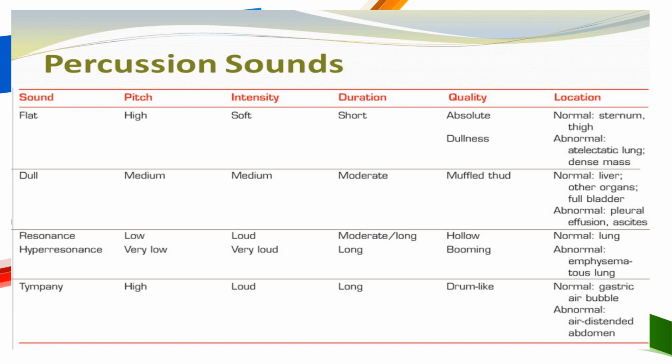So here are some of the percussion sounds. When we talk about resonance, if the pitch is low, the intensity loud, the duration moderate or long, and the quality hollow, it means you have a normal lung. But if it's hyperresonance, where the pitch is very low, the intensity very loud, the duration long, and the quality booming, it can be abnormal, and an example of its origin is a lung with emphysema.